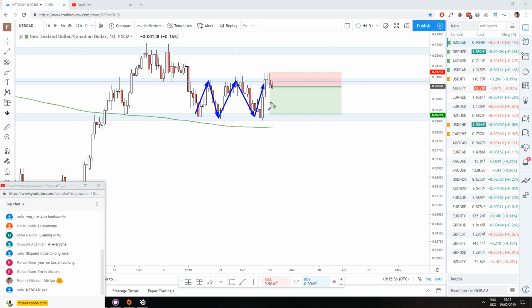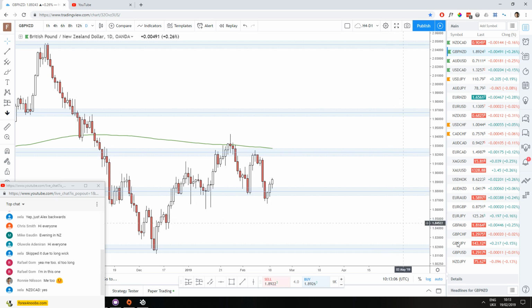That was the thing I was most excited about, the fact that it's in a nice tight range. And yeah, I'm still really excited for this one. Whereas GBP New Zealand, it's a bit of a range, but it's not a fully developed range. It's not as clear or strong or tight a range as New Zealand CAD.